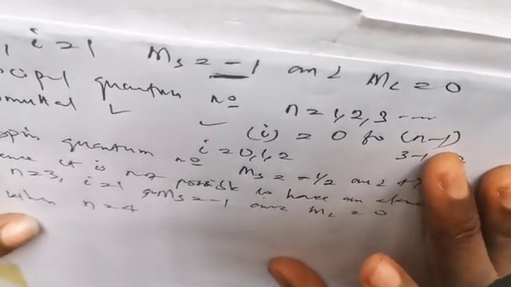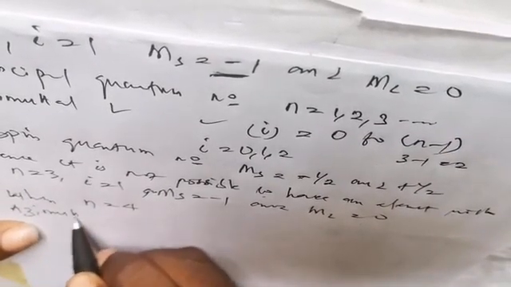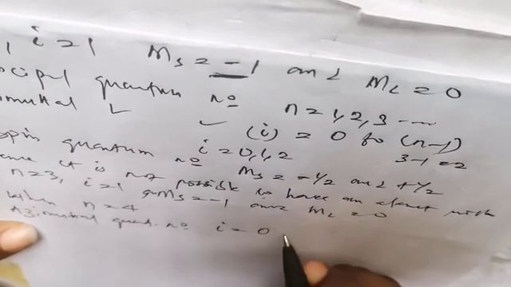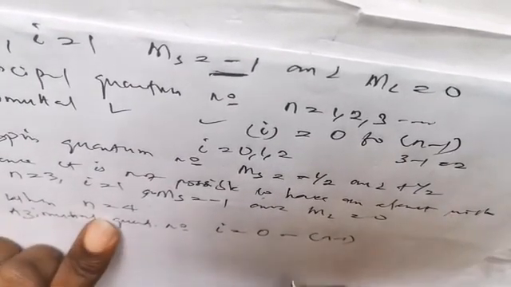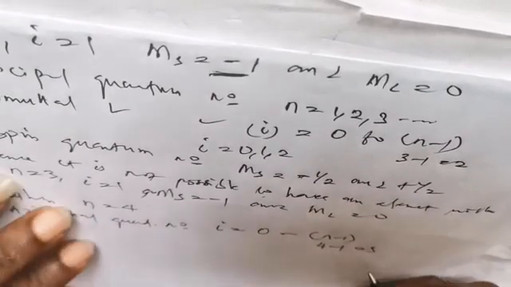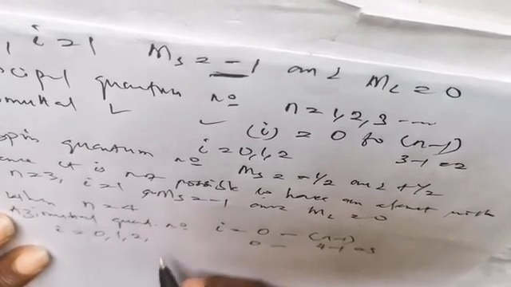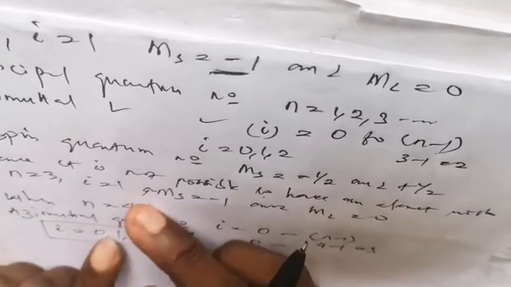So let's start with the azimuthal quantum number. It has values that range from 0 to n minus 1. So if n is equal to 4, then n minus 1 becomes 4 minus 1, which is equal to 3. So the values range from 0 to 3. Hence, l is equal to 0, 1, 2, and 3. That becomes the azimuthal quantum number when n is equal to 4.